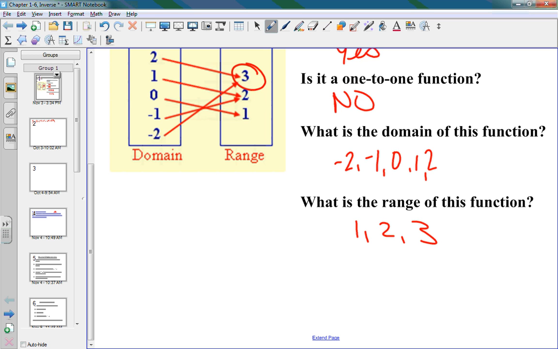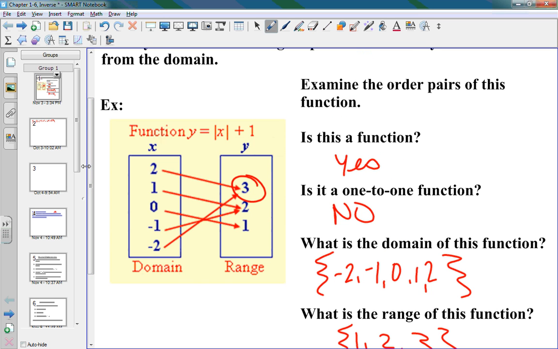How is it a function? It is a function because every one of the x values chose one y value. 2 only chose 3. 1 only chose 2. 0 only chose 1. -1 only chose 2. And -2 only chose 3. Does that make sense? Are we good on this?